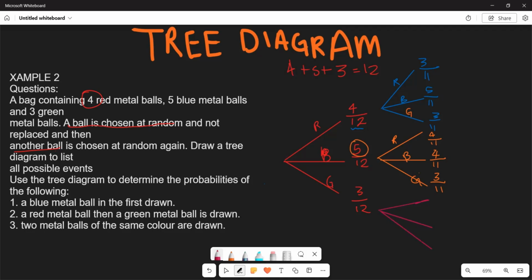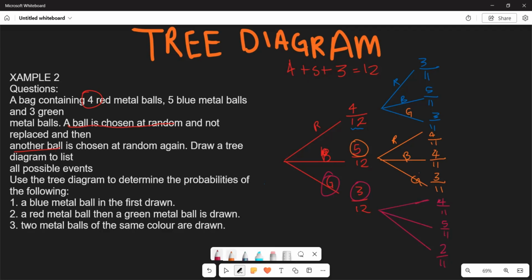So let's start here. Now look, if for green you are also taking a green ball, what is it going to be? Now you are going to be left with what? Firstly, the red ball will be the same as 4 out of 11, while the blue ball will still be 5 out of 11. But the green now, because we are taking one from the green side, is definitely going to be 2 out of 11 because we have taken one.